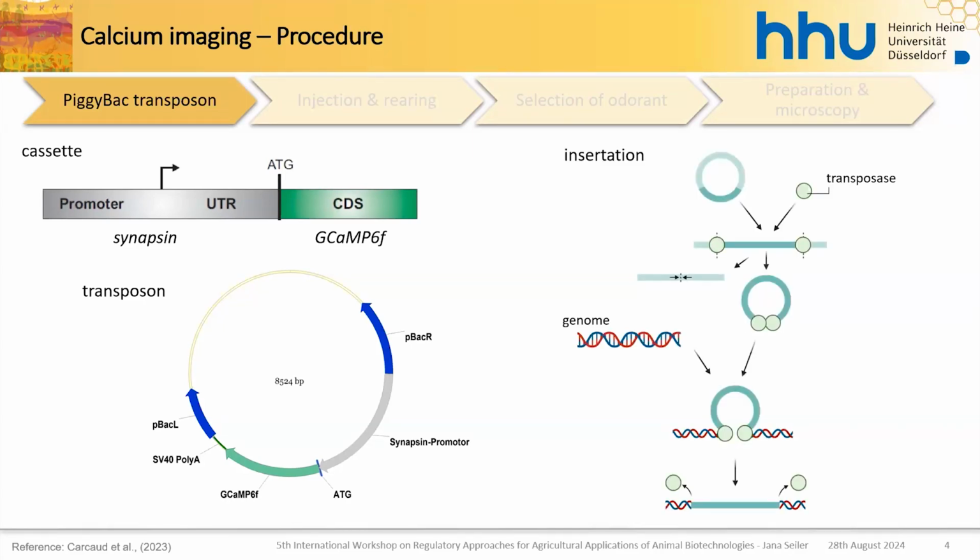The integration process works as follows. A special protein, the transposase, binds to the plasmid and recognizes specific DNA sequences in the bee's genome. At these sites, the transposase can cut the cassette out of the plasmid and insert it into the bee's genome. The cassette is integrated at a random location in the genome.